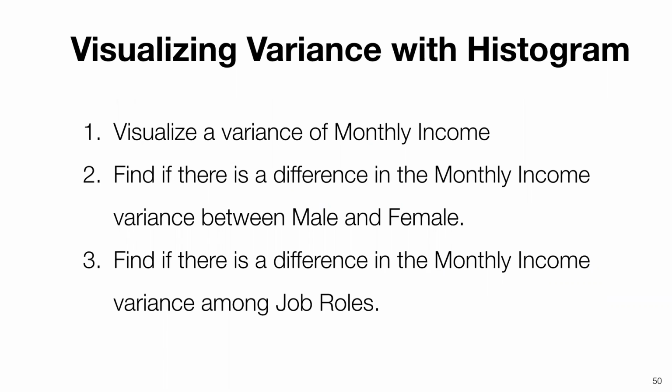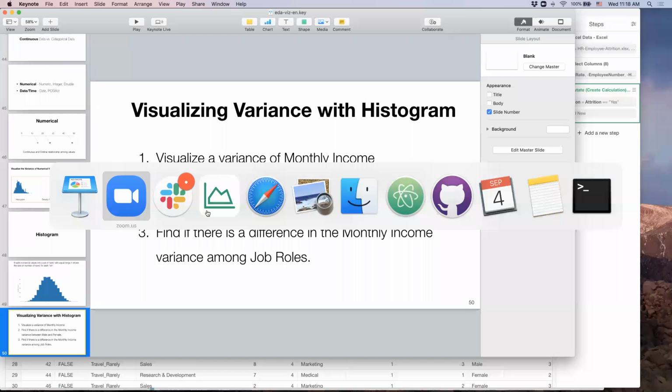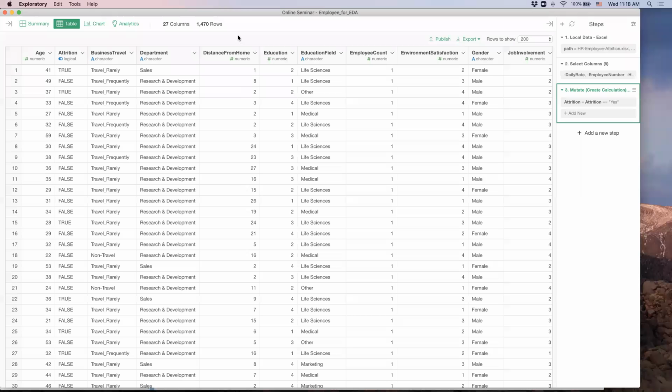So, visualizing variance with a histogram. Let's start by understanding monthly income. There are 3 things. First, we want to visualize the distribution of monthly income itself, or the variance itself. Second, we want to see if there's any difference between male and female employees. And third, is there any difference among the job roles? That's what we want to do. Okay, so let's get into the exploratory here.